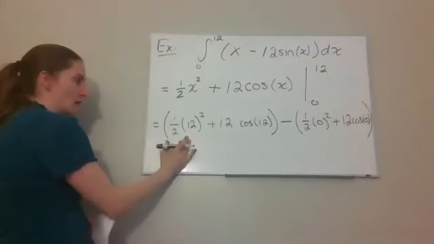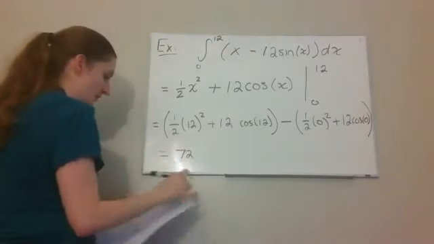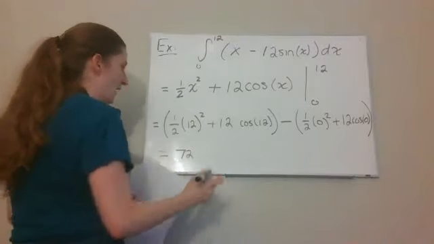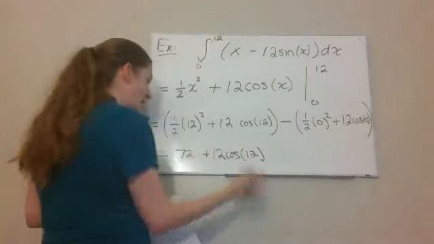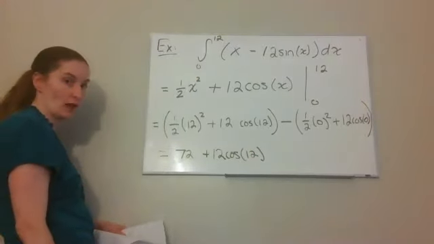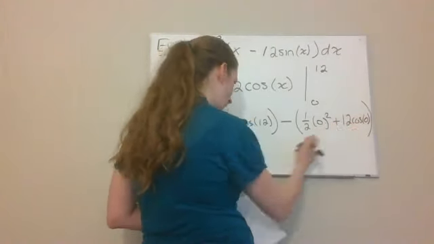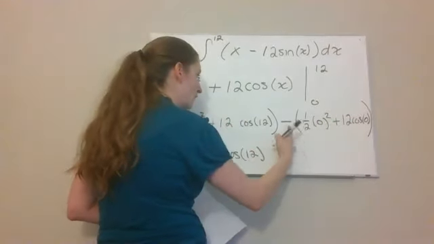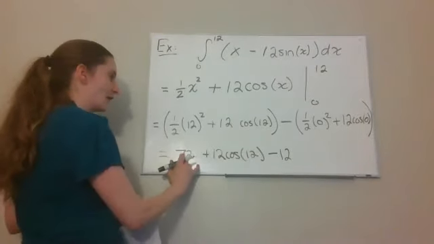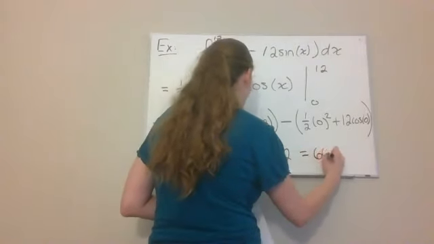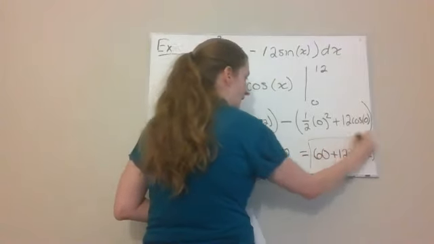And simplify. So 12 squared is 144, and half of that is going to be 72. And then I have 12 cosine of 12. Don't try to simplify that. 12 is not on the unit circle, so I'm just going to leave it as 12 cosine of 12. Over here, I get a 0, but then 12 cosine of 0 is 1. So this guy is 12, and I'm subtracting it, so I get minus 12. So when I put that all together, my 72 and my minus 12 get me 60, and I still have 12 cosine of 12, whatever that is.